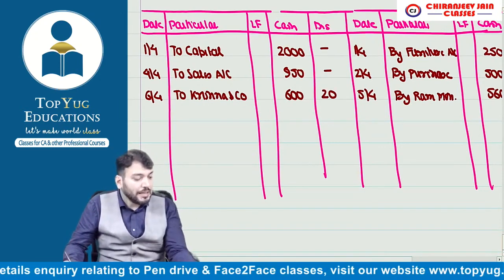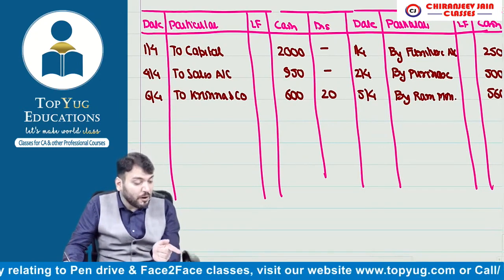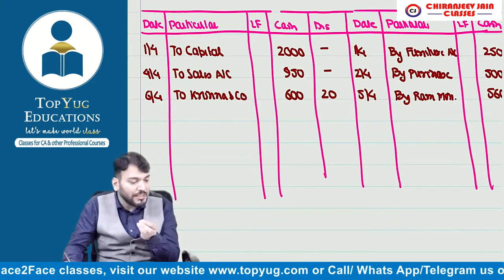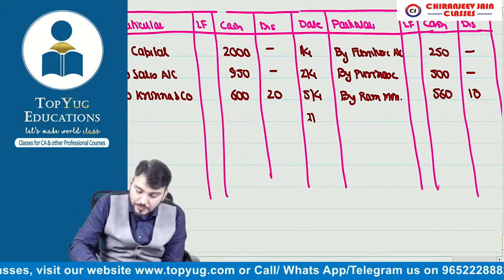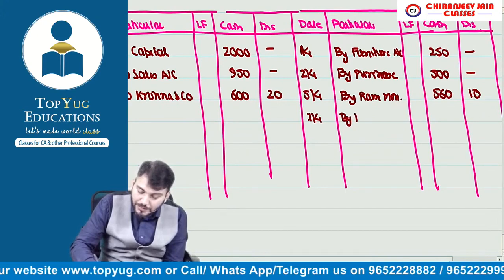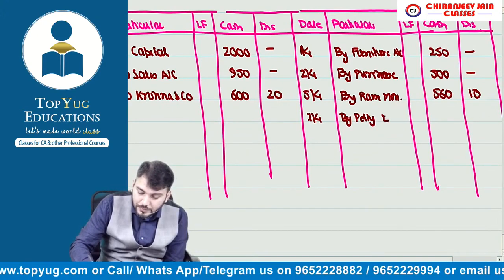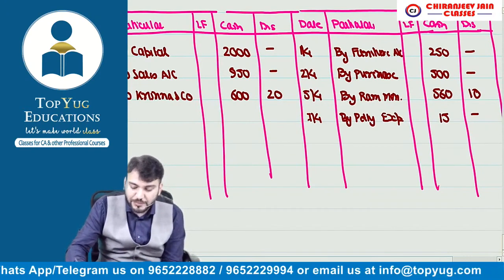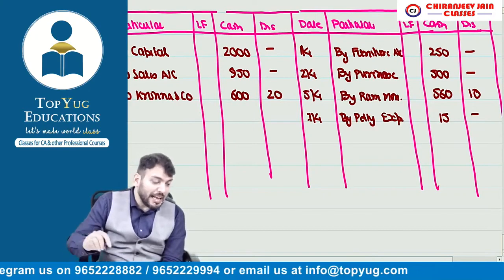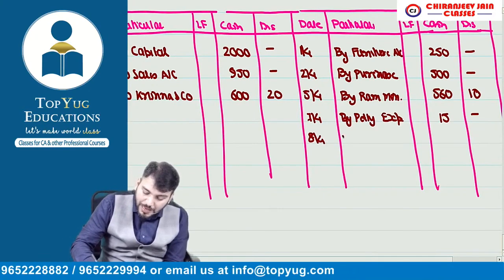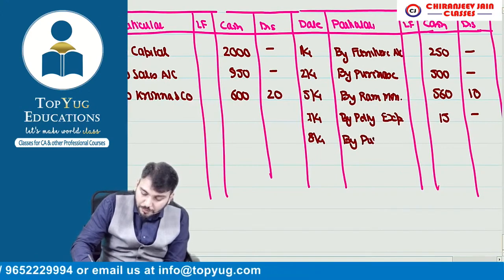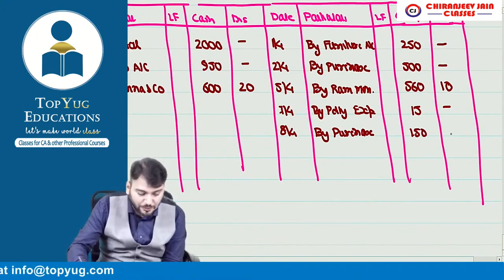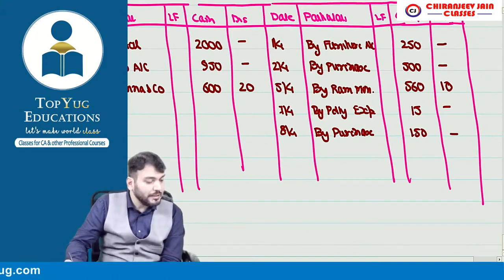Correct? Then 7th April paid for petty expenses, which means small expenses are paid. So on 7th April we write by petty expenses. How much? 15 rupees is paid. Yes sir. Then 8th April cash purchase, so we write 8th April by purchase. How much purchase? 150. So we write down 150.